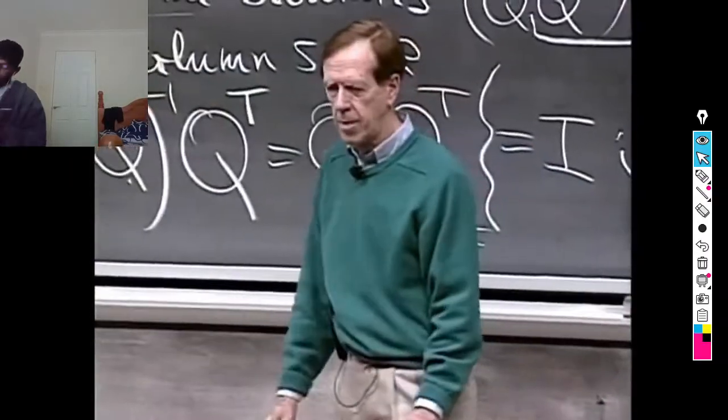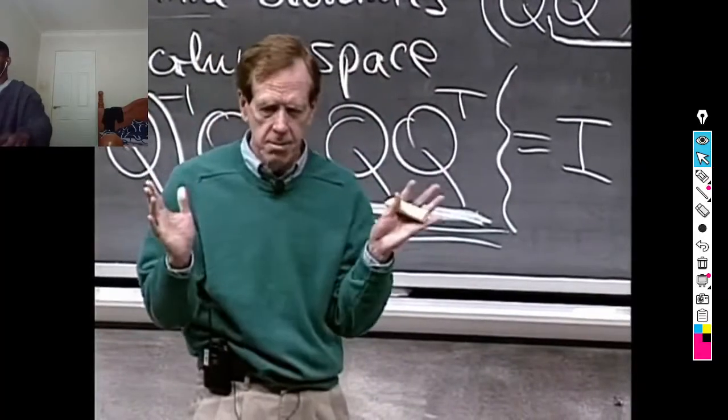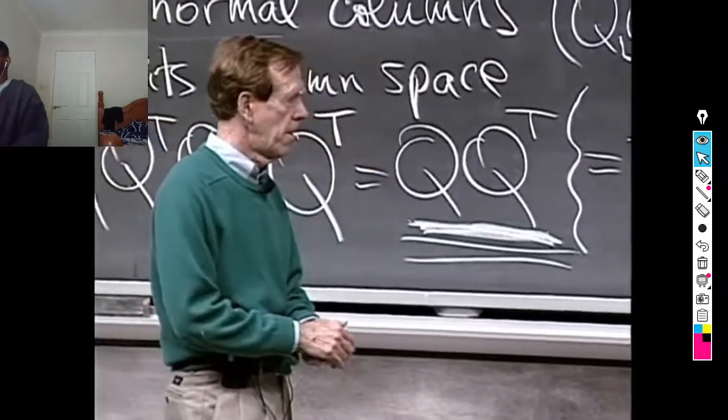Okay, so I'm ready now for the second half of the lecture, where we don't start with an orthogonal matrix or orthonormal vectors. We just start with independent vectors, and we want to make them orthonormal.